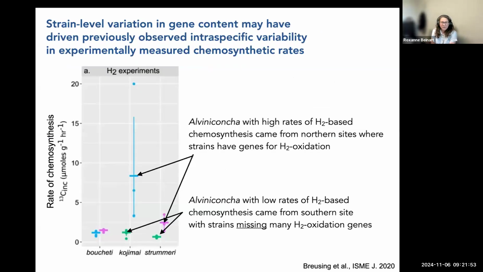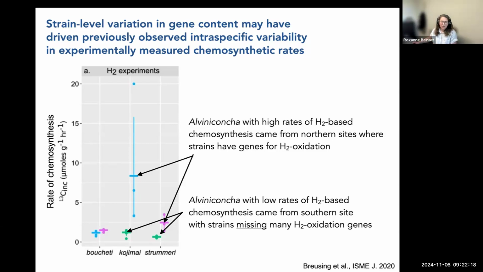And when we discovered this, it tied in really nicely to some previous work that we had done measuring chemosynthesis associated with hydrogen oxidation in these species. This was a paper that we had published prior to this population genetic study, where we were able to measure how much chemosynthesis was occurring in these species when given hydrogen as their energy source. And we saw a huge amount of variability by site here.